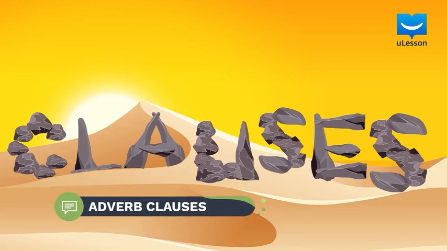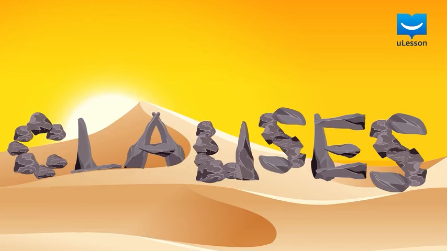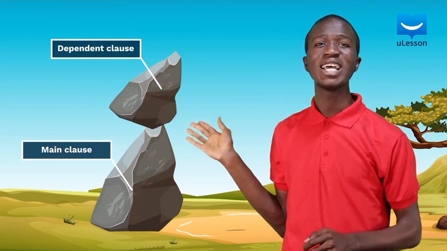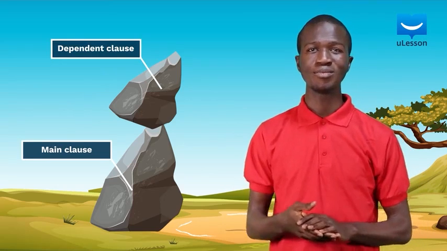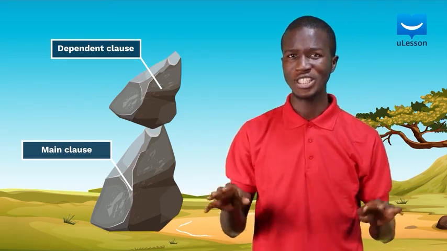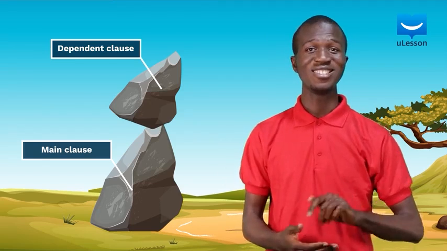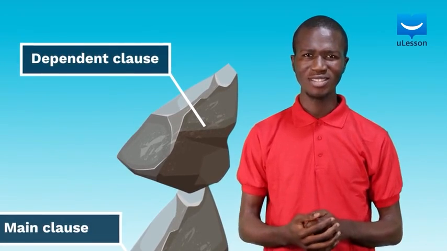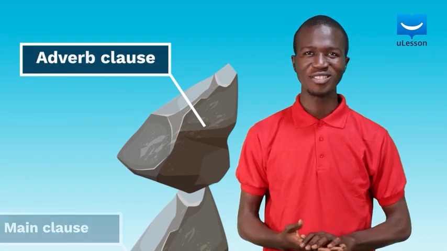In a previous lesson, we learned a lot about clauses. We learned that clauses are groups of words that contain a subject and a verb. We also learned that main clauses can express a complete thought and so can function as a sentence. On the other hand, dependent clauses cannot stand alone as sentences, but they perform different grammatical functions in a sentence. In this lesson, let's take a closer look at one of those types of dependent clauses, the adverb clause.